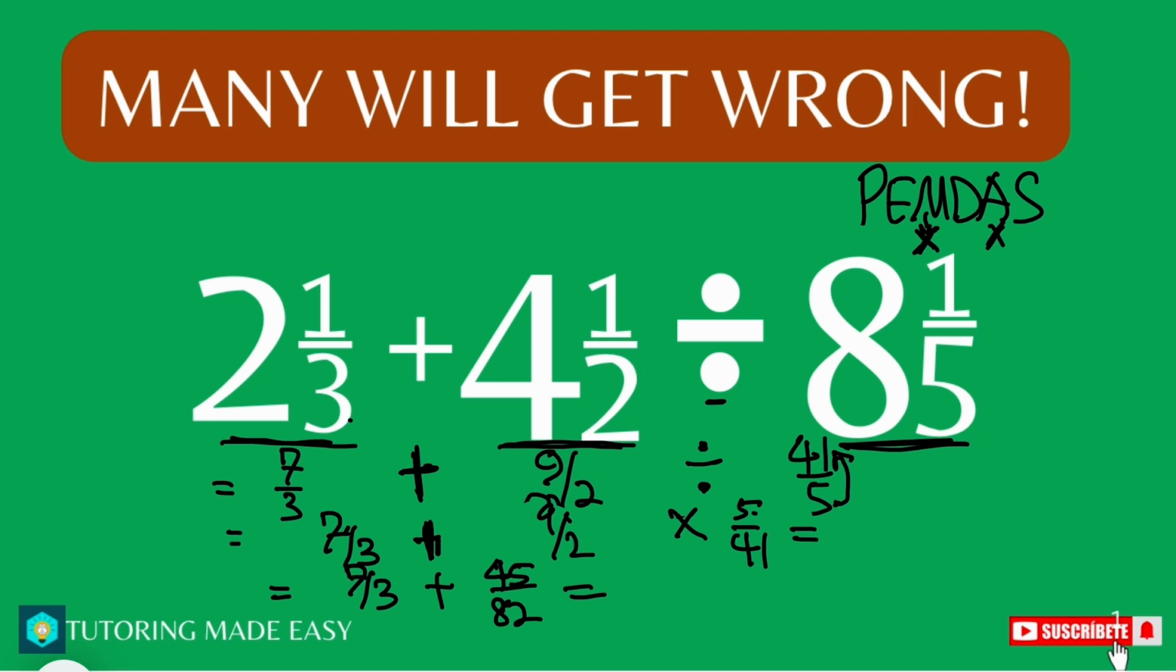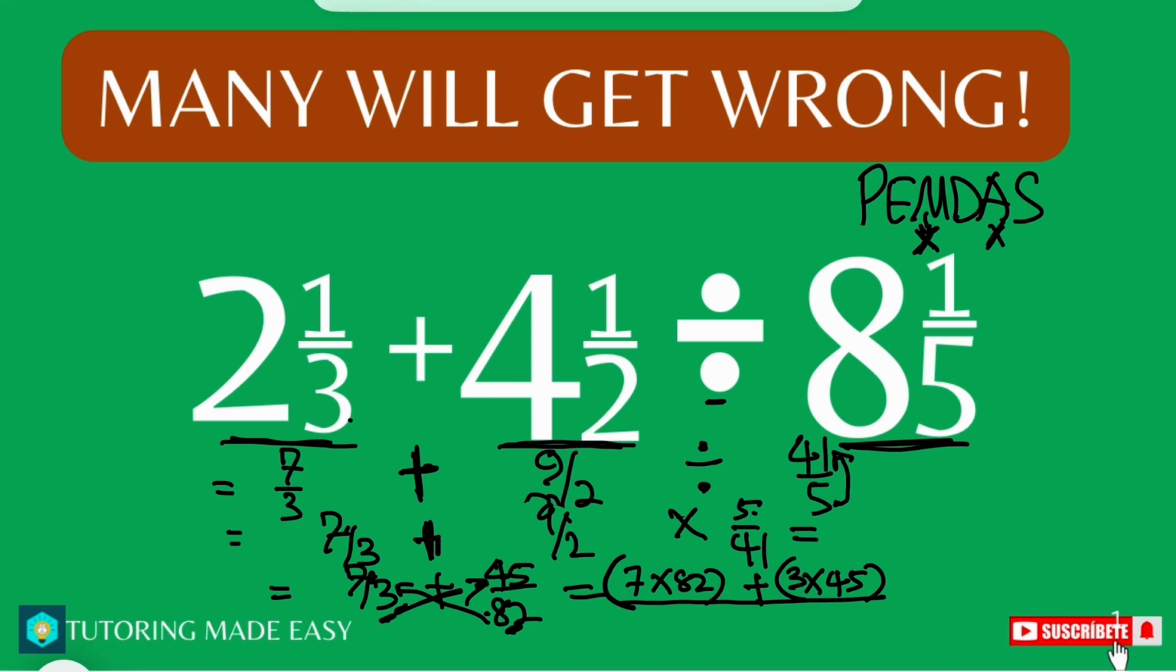In the addition part, we're going to cross multiply. The 7 will multiply the 82. This 7 and the 82, they multiply. Then we add it to this 3 multiplying the 45. So we cross multiply. So we have 3 multiplied by 45. And then all of that divided by the 3 here multiplying the 82. So it's going to be 3 times 82. All right, we cross multiply. And then the denominator, we also multiply the denominators.